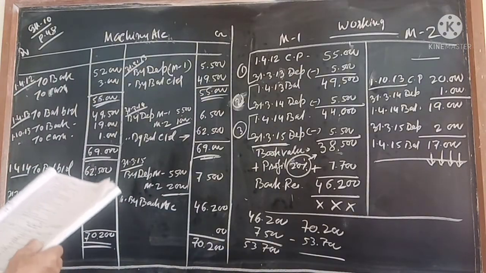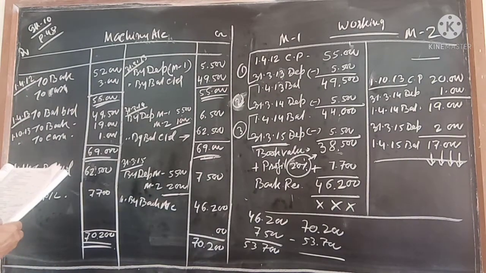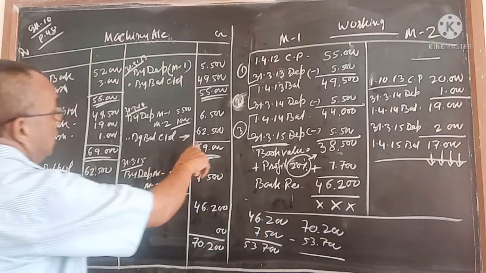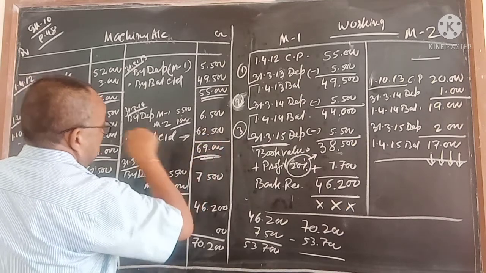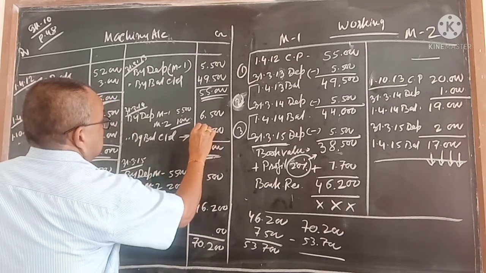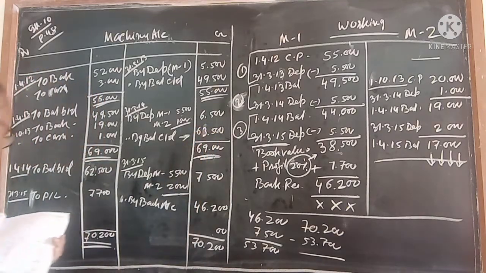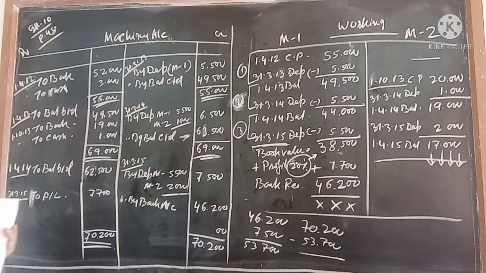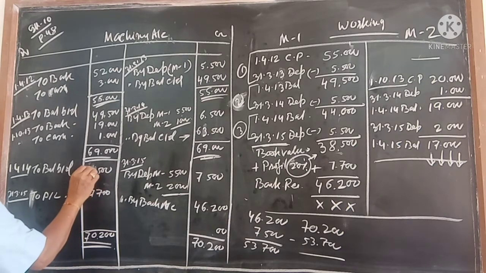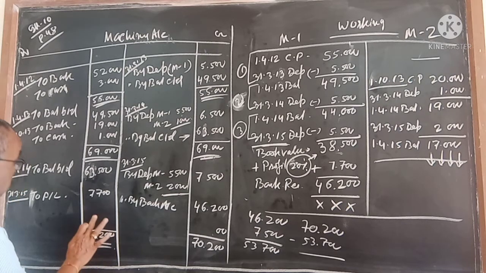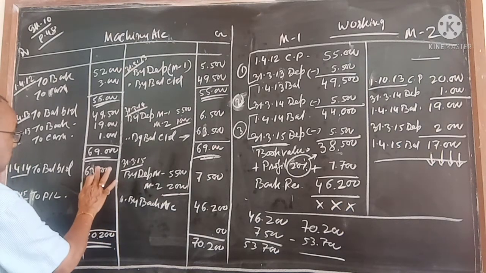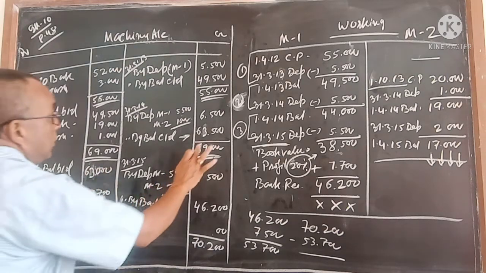52, 49,500 is correct. Then 19,000, this is 63. Oh, here I have made the mistake. This is not it. This is 63. Calculations are wrong. 63 this is. Okay, 63. Then 7,700. 70,700 is coming. 7,063. 63,000. Not 500.